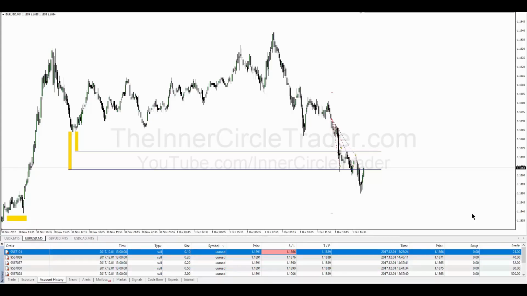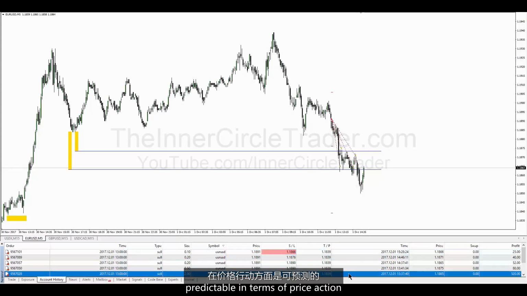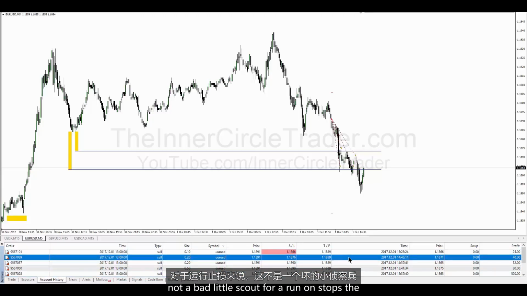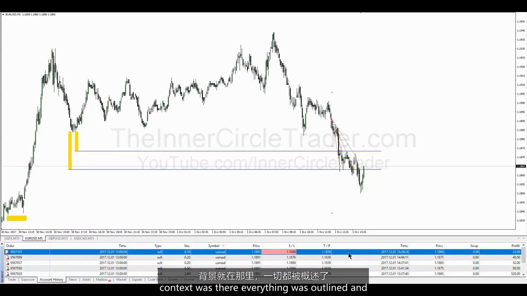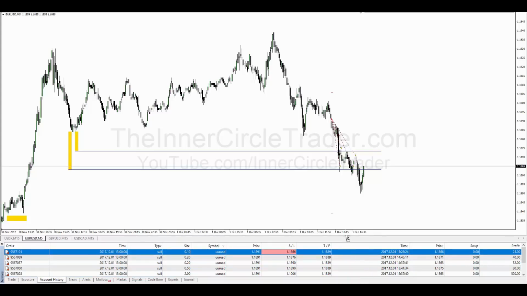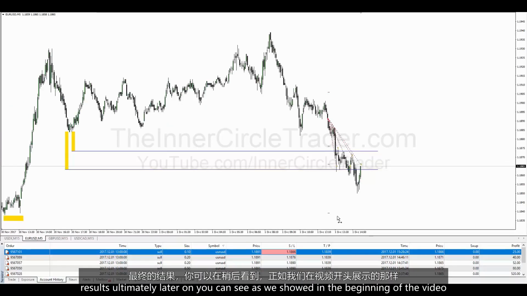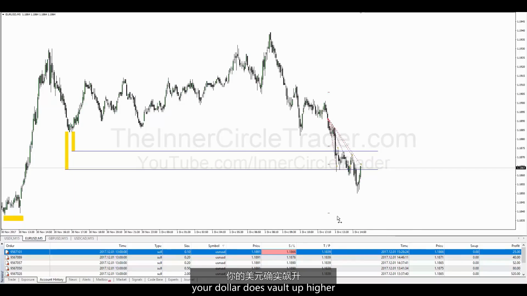Very, very predictable in terms of price action, and not a bad little scalp for a run on stops. The context was there, everything was outlined, and you can see the post-trade results. Ultimately, later on, you can see, as we showed in the beginning of the video, Eurodollar does vault up higher after running those stops. Hopefully you found this insightful.